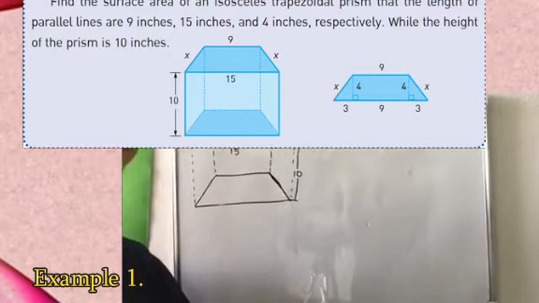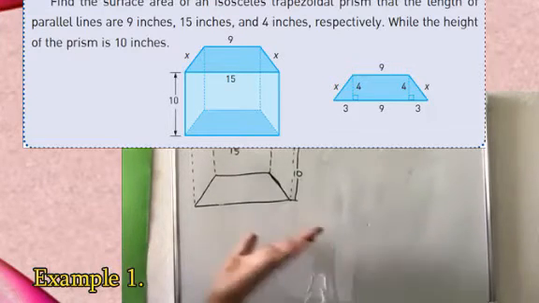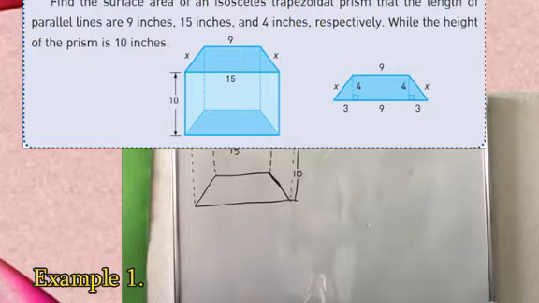Alright, so example number 1. Find the surface area of the isosceles trapezoidal prism where the lengths of the parallel sides are 9 inches and 15 inches, and the height of the trapezoid is 4 inches, while the height of the prism is 10 inches. So look at the given image.